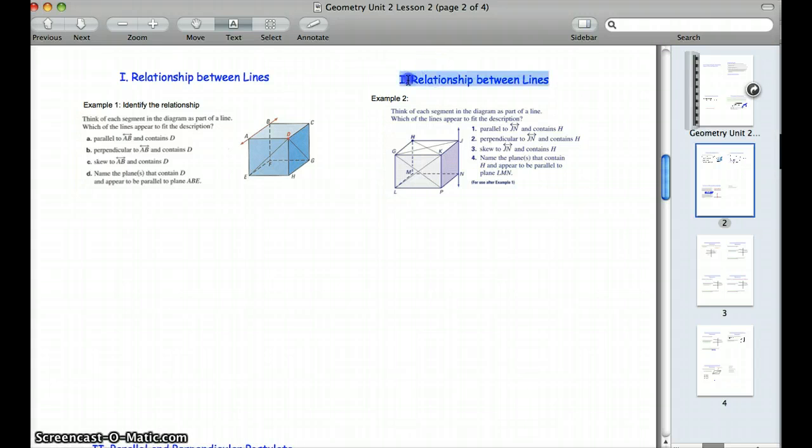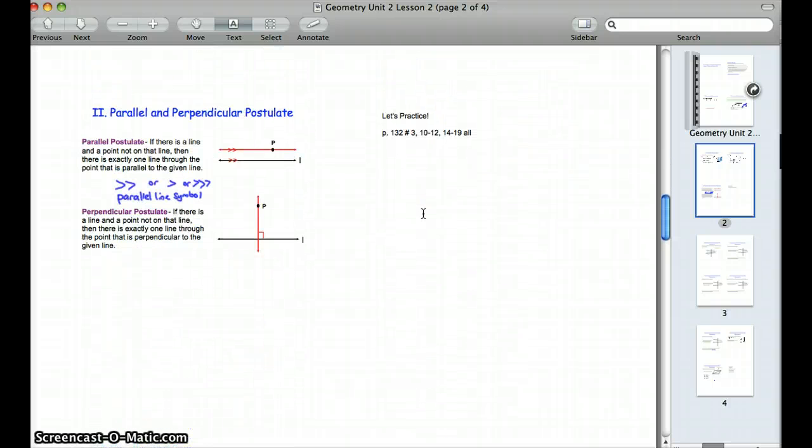So go ahead and do example 2 as your homework. Write numbers 1 through 4 and answer the questions. Now 2 says parallel and perpendicular postulate.